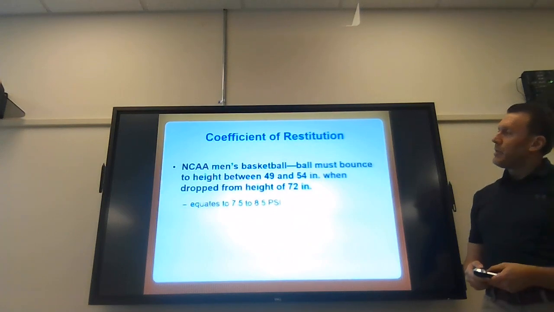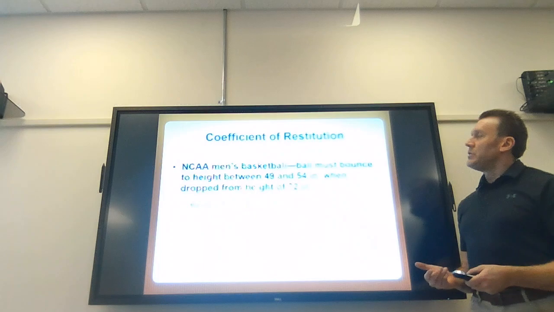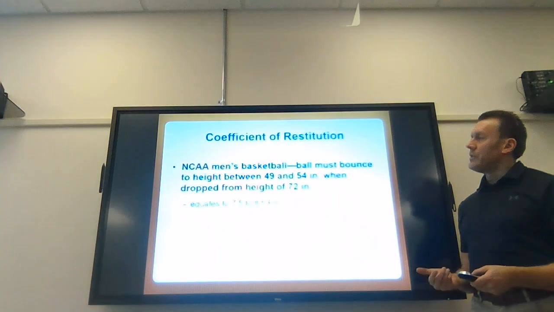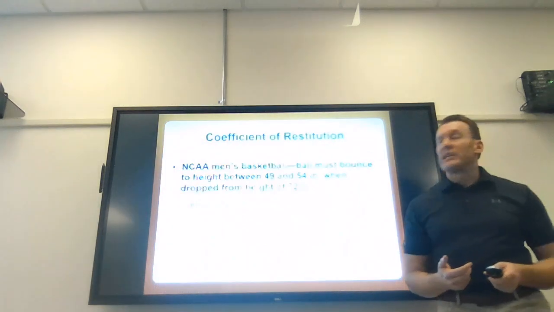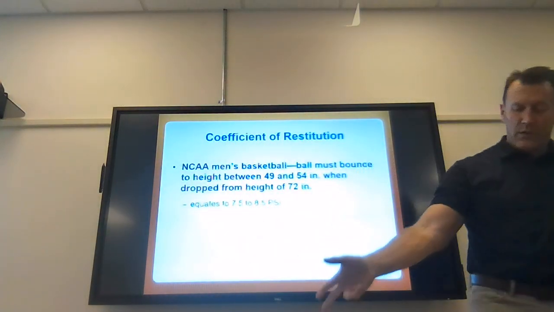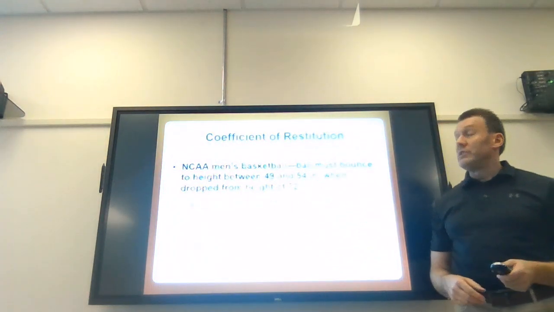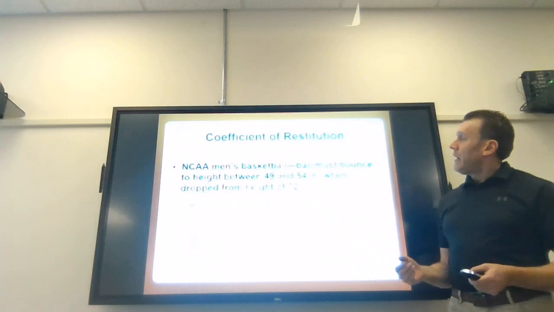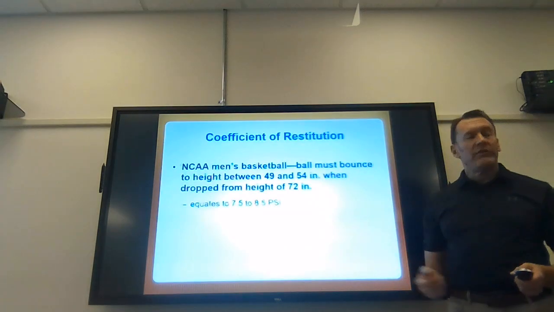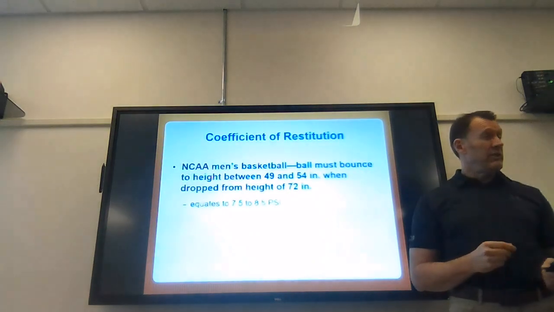So NCAA men's basketball: a ball must bounce to a height between 49 and 54 inches when dropped from a height of 72 inches. So that's 6 feet dropping height, hits the court, bouncing to a height between 49 and 54 inches. So if you would, can you calculate the coefficient of restitution if it's bouncing 54 inches?